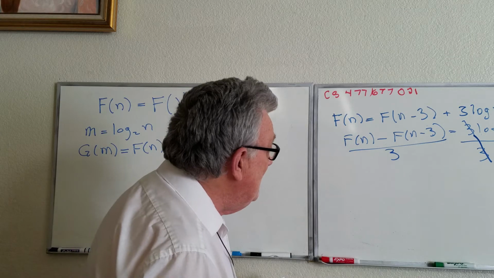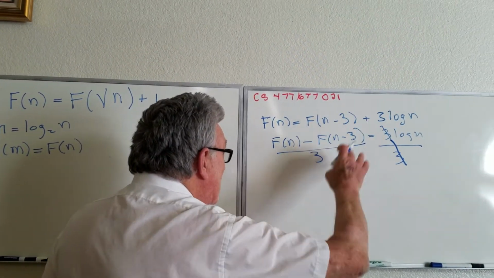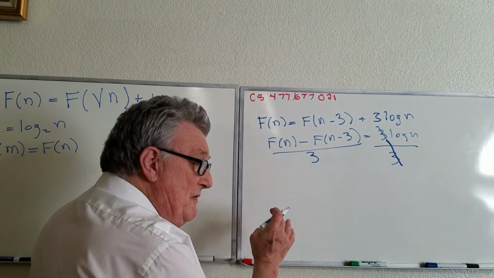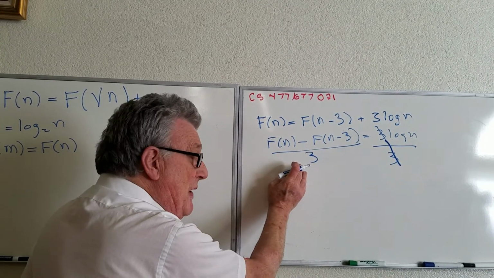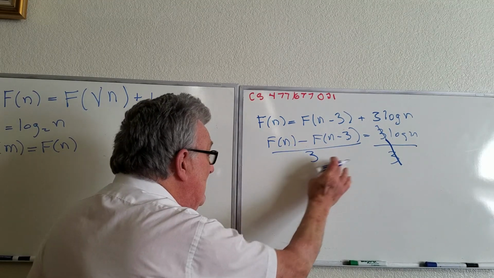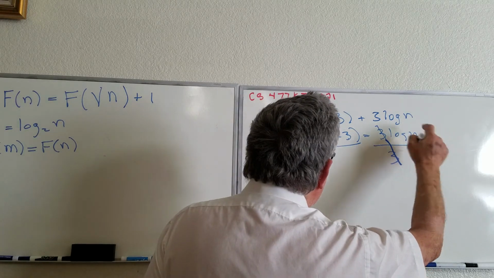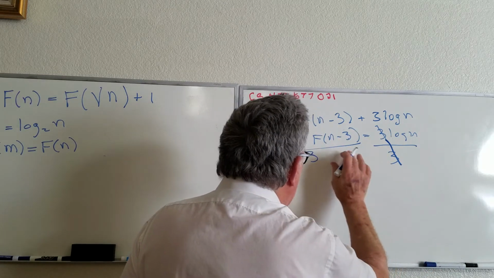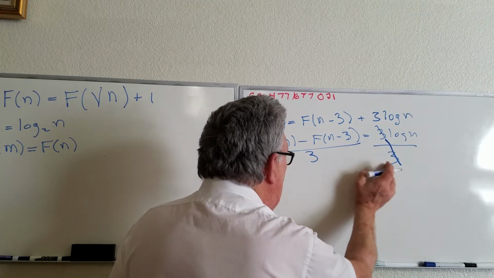All right, let's look at the first recurrence. F of n is f of n minus 3 plus 3 log n. Now this one is actually fairly simple. You use the antiderivative method. Subtract f of n minus 3 from both sides. And this, of course, gets rid of this term on the right side and creates this on the left. Then divide both sides by 3.